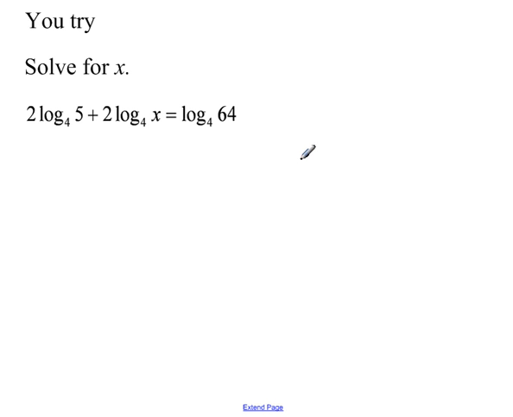Okay, now I want you to try this one. I want you to solve for x, and I'll give you some choices. The correct value of x is in one of these choices.